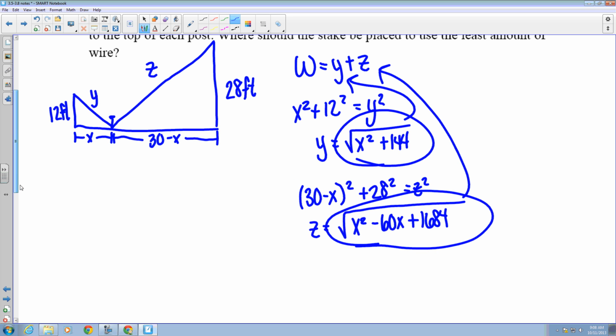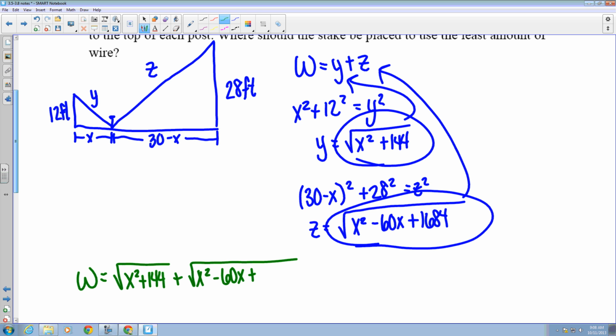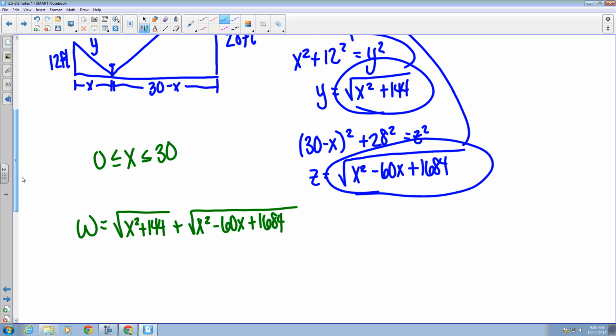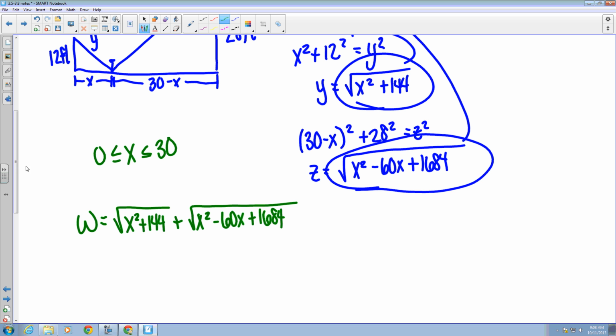So now our w, the one that we're going to take the derivative of, is the square root of x squared plus 144 plus the square root of x squared minus 60x plus 1684. Now it would only make sense that our x value is somewhere between 0 and 30, since that x is on the bottom of the triangles. See how that makes sense? So when we solve for x here, it's only going to make sense to have it between 0 and 30.